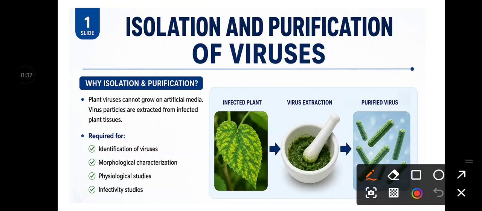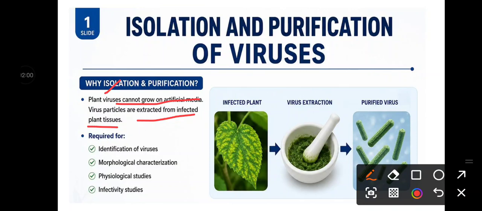It needs a living host for its growth as well as multiplication or replication. That's why we can't grow it on artificial media. It needs to be extracted from the infected plant tissue. That's why the isolation as well as the extraction step is there.